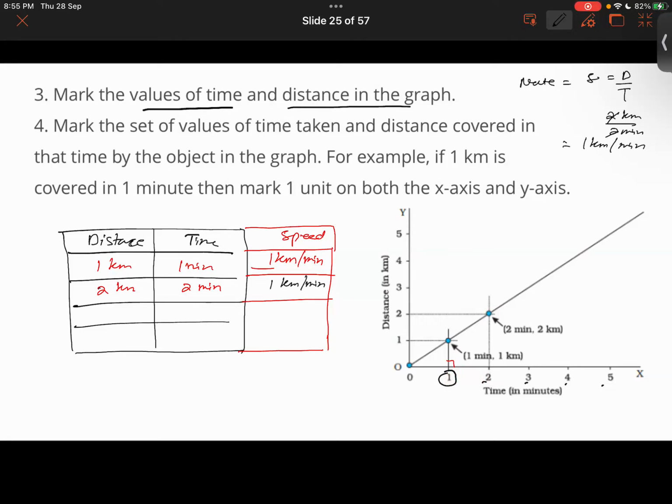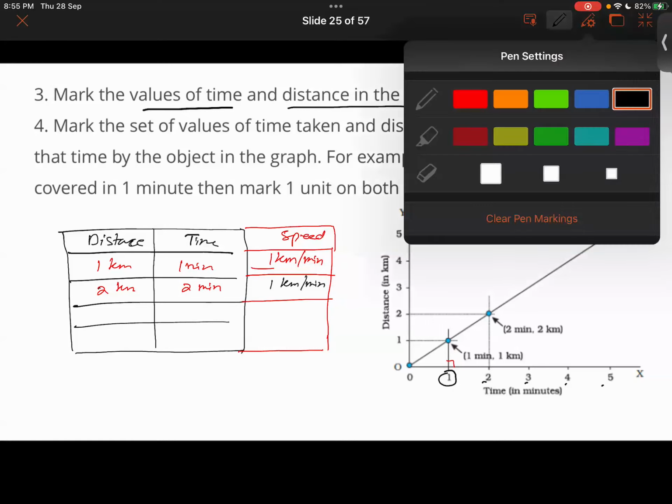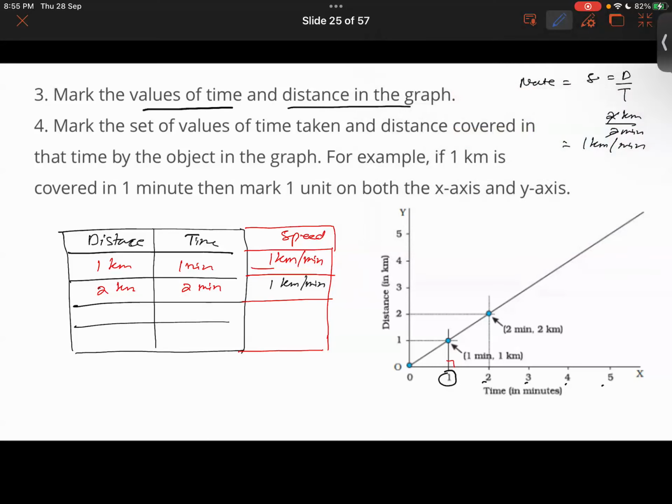In order to avoid the lengthy calculation, I haven't converted minutes into hours. Usually the standard way to write speed is kilometer per hour or meter per second, but to avoid the lengthy calculation, we are just doing it in terms of minutes only. Getting it? Sir, I didn't get it. You didn't get it. Yes.